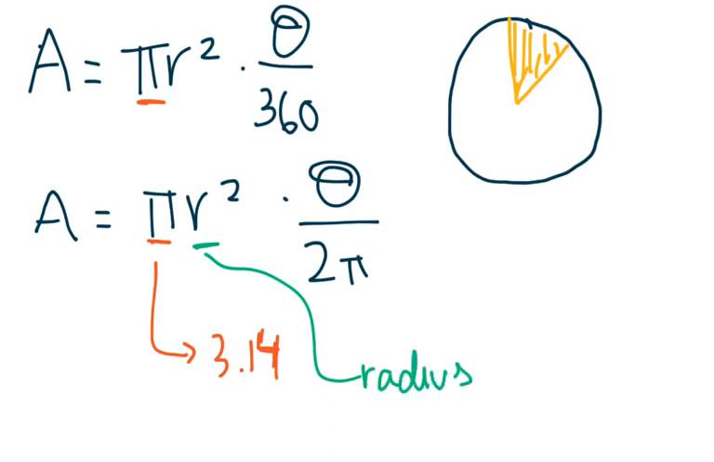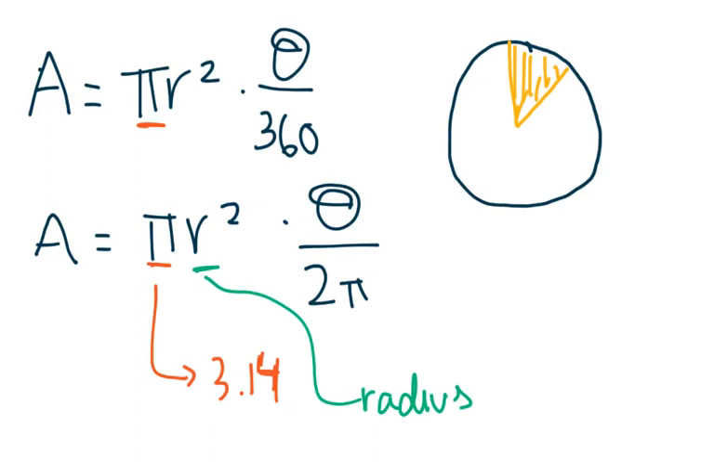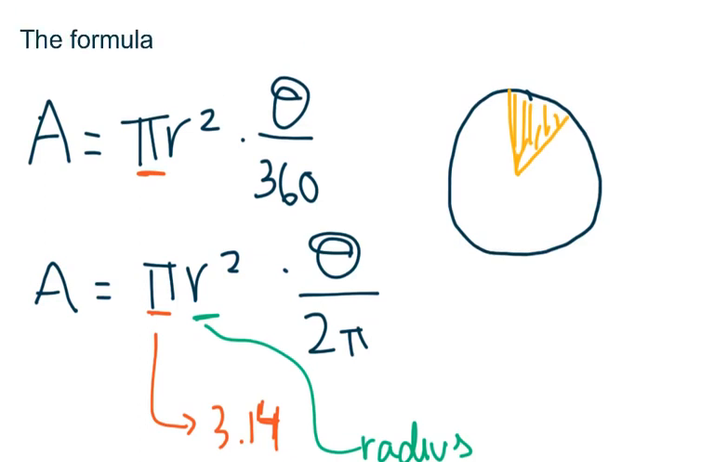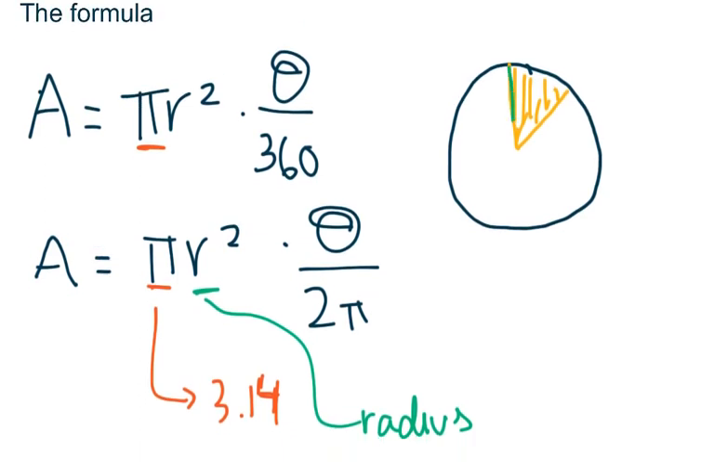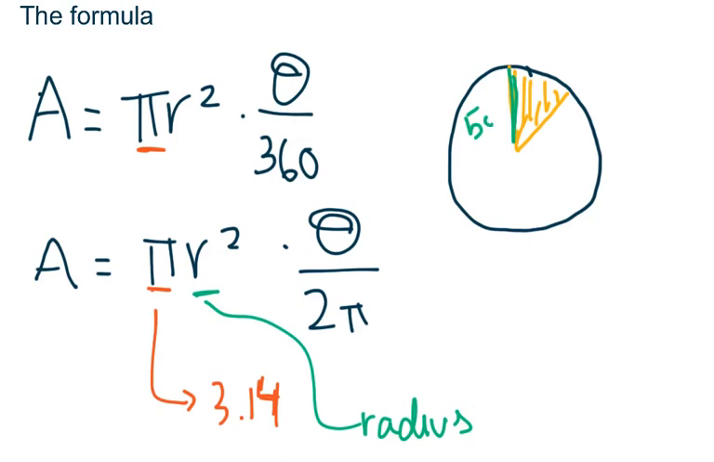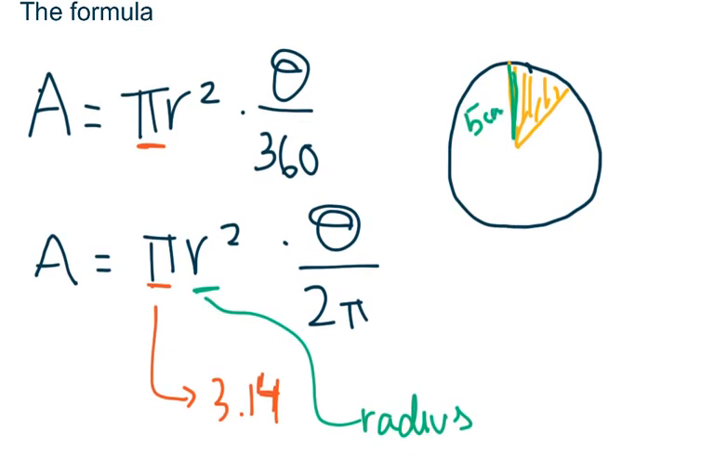If we take a look at this circle we have here, the radius would be this line here. That could be something like 5 centimeters, let's just say as an example. And then the next part we have is theta. Theta is where these two different formulas come in. Theta is the measure of that angle there.